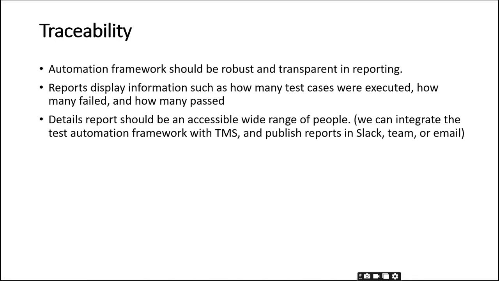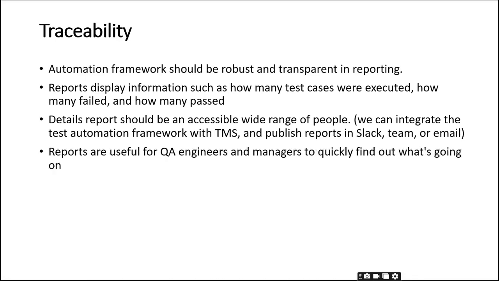So in that case, we can integrate our automation test execution results with the test management system, or we can publish the results in a Slack group or team group, or also send them by email. Reports are useful for QA engineers as well as managers to quickly find out what's going on, why the test is failing or how many tests passed.